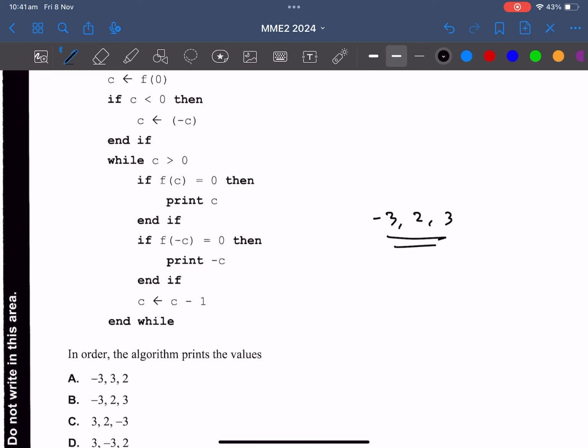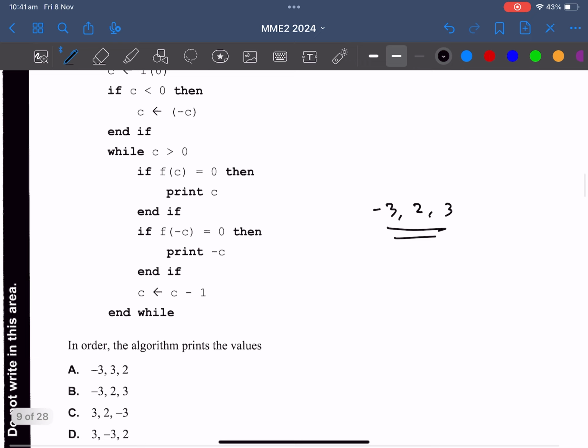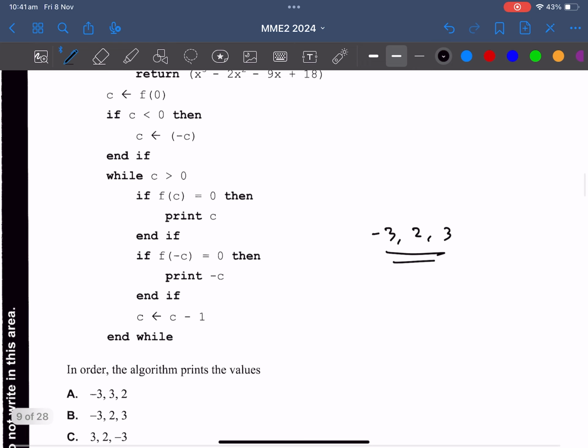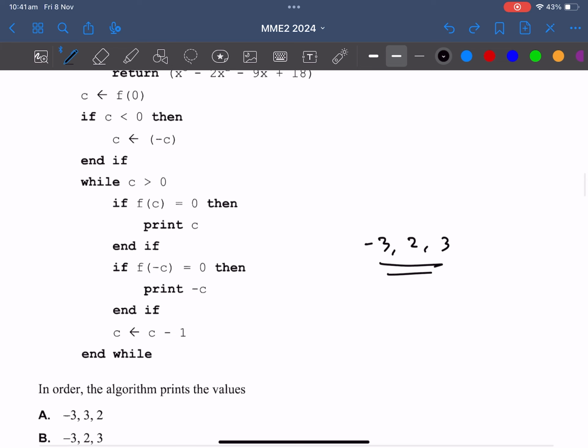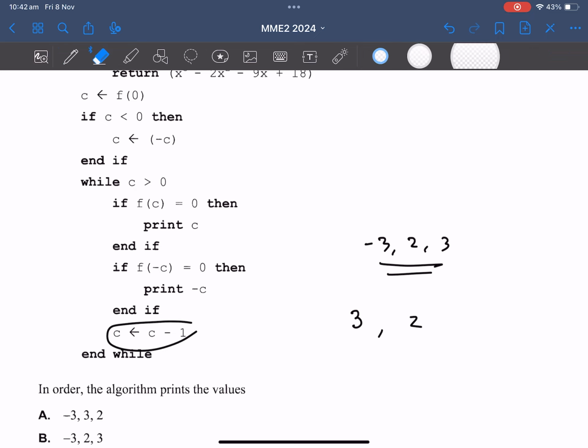However, we have to express it. The answer is going to be in a specific sequence because of these if conditions over here. Okay, our 2 is going to be at the very end because 3 is greater than 2 and we are decrementing the c value after we finish the loop. So first we'll get 3 and then we'll decrement it to 2. Okay, if that makes sense. So 2 will be at the very end of the answer.